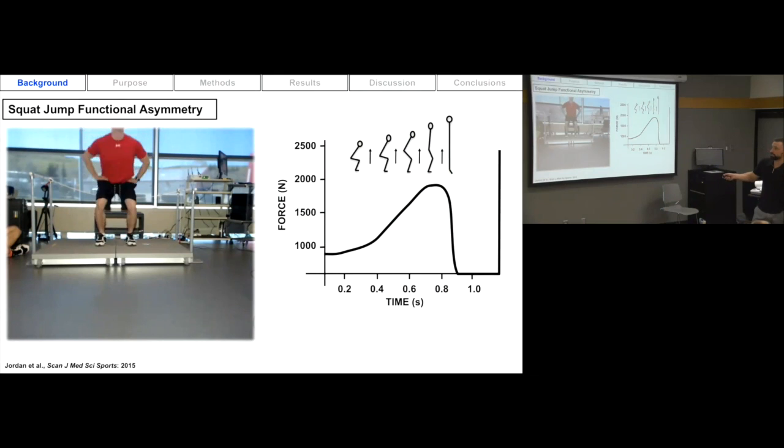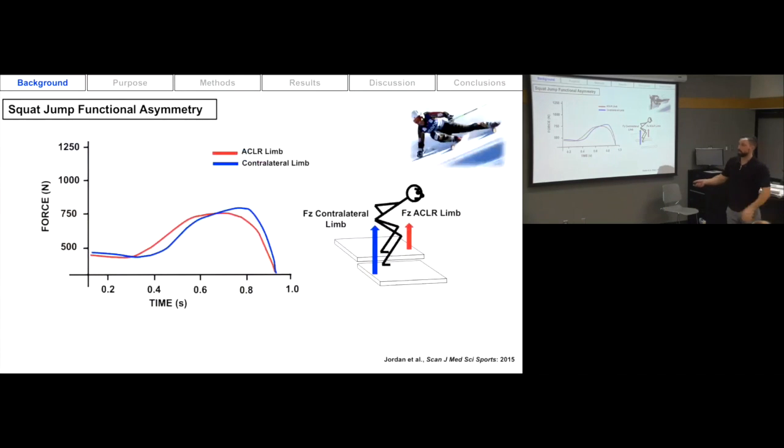I've used stick figures throughout my presentation to hopefully orient you to the jumps because sometimes it can be confusing. But this is the second type of jump that we do. This is another representative force time tracing from an ACL reconstructed athlete. And you can see the same challenge: early in the jump phase, it's actually the ACL reconstructed limb generating a higher force. And later in the jump phase, the asymmetry goes like you would think.